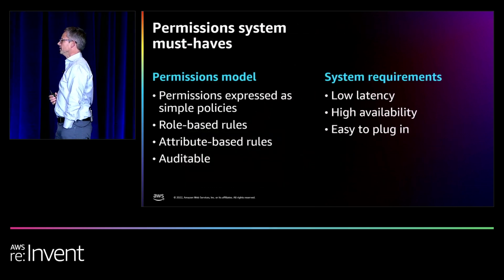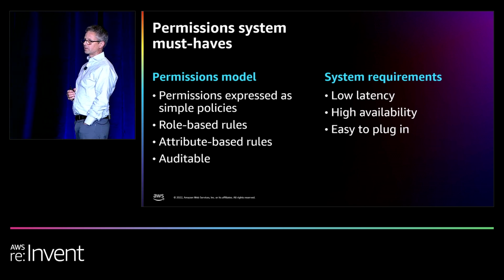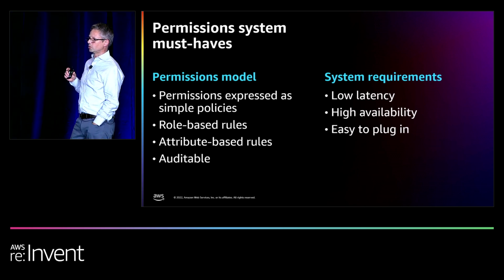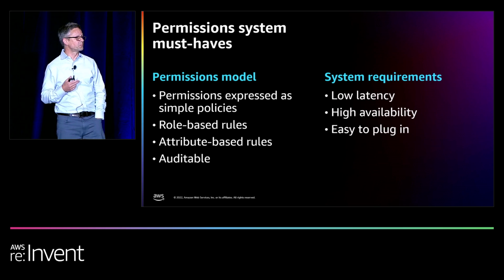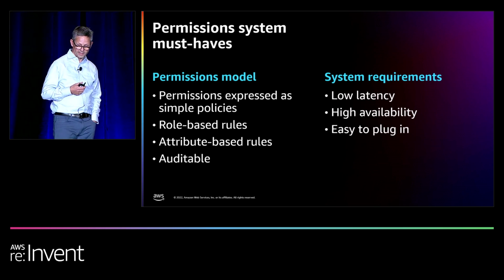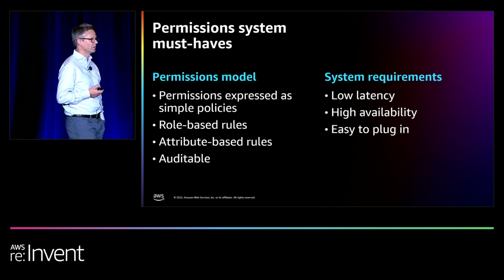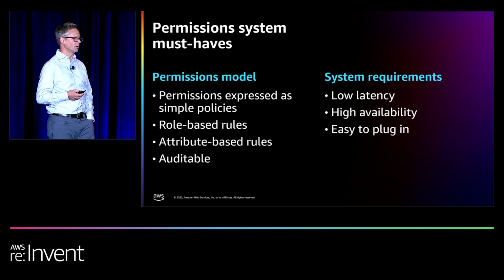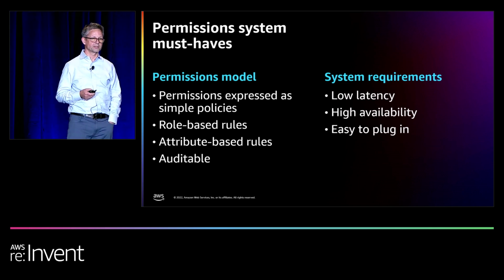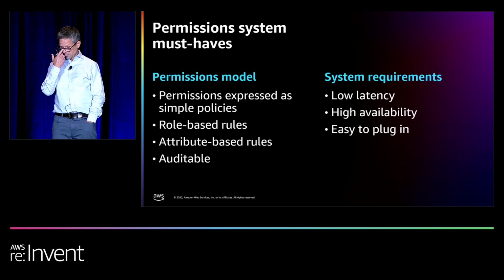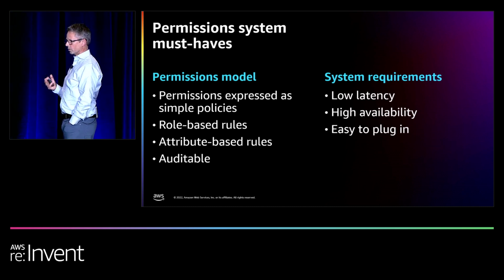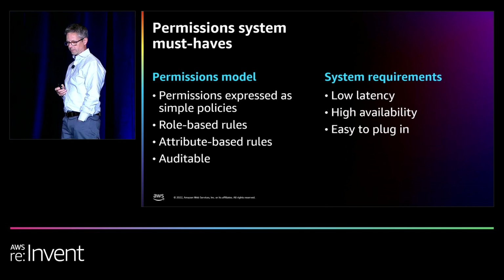So we can begin to understand some of the characteristics that we want a modular permission system to have. We want those permissions to be expressed as relatively simple, easy to read policies. We want to be able to support role-based access control and attribute-based access control. And we want those policies to be auditable and easy to understand.